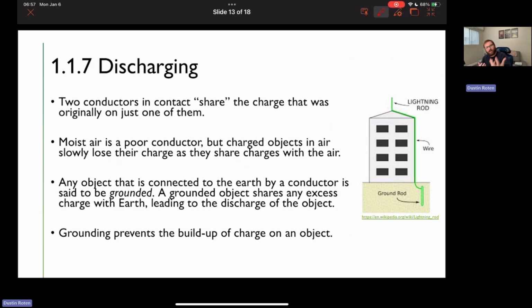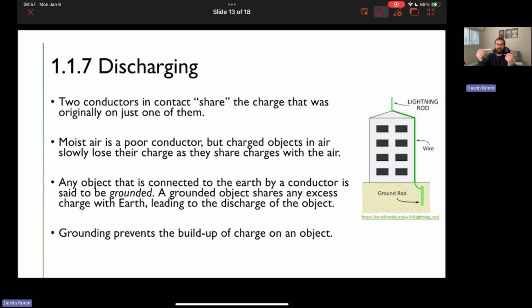Okay, we talked about charging, how we can move charges onto an object. Let's talk about discharging. Anytime you have two conductors in contact, they're going to share the charge that was originally just on one of them. Okay, if we have two conductors here, let's do this.